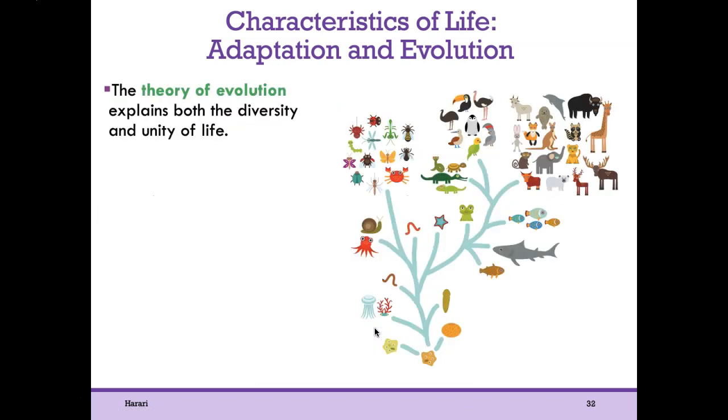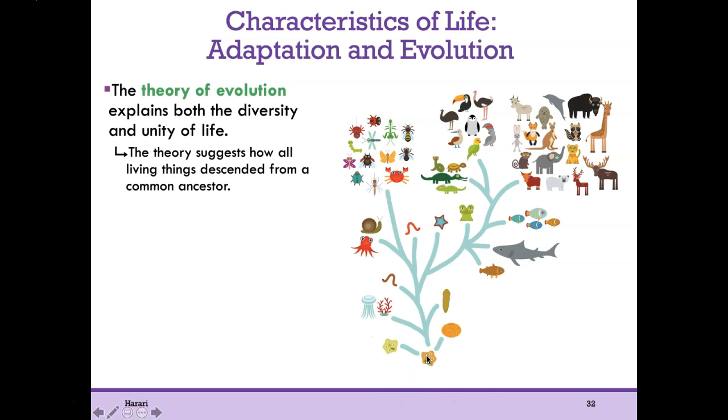The theory of evolution explains both the diversity and the unity of life. Again, this is a very tough but important concept to understand. The theory of evolution suggests how all living things descended from a common ancestor. Almost 4 billion years ago, there was a single cell that all living things descended from, whether you are a jellyfish, a worm, a frog, a mosquito, an elephant, or a human.